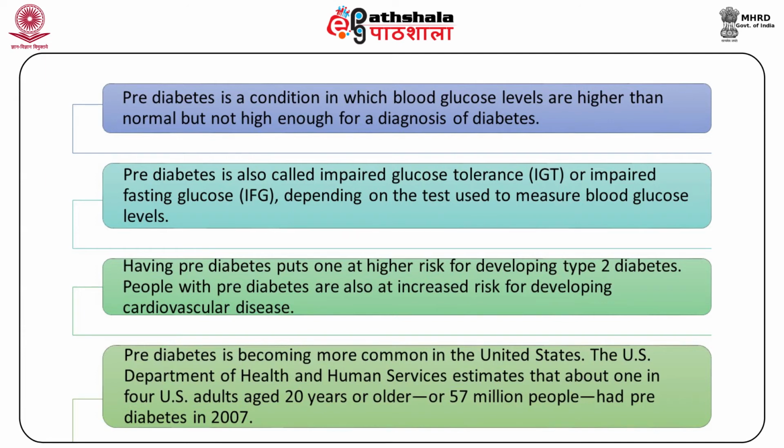Prediabetes is becoming very common all over the world. The US Department of Health and Human Services estimates that about 1 in 4 US adults aged 20 years or older, or 57 million people, had prediabetes in 2007. Those with prediabetes are likely to develop type 2 diabetes within 10 years unless they take steps to prevent or delay diabetes.